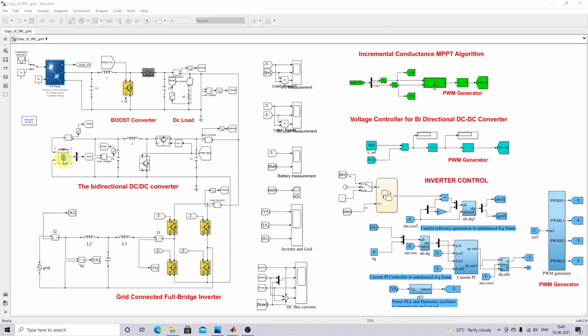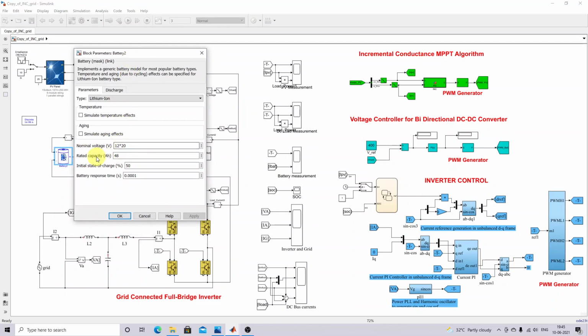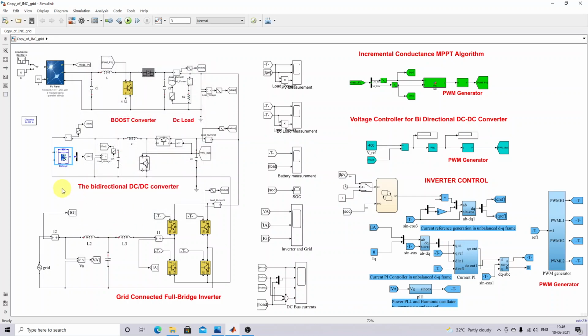So next one is the battery. So here, the detail of the battery: we are using a 12 volt, 20 series battery. Okay. Then the nominal voltage is around 240 volt. The capacity of the battery is around 48 Ah, and the initial state of charge is fixed at 50. Okay, so this is the battery detail of the simulation, and then it's going to be connected with the DC bus, right, via this bidirectional converter.